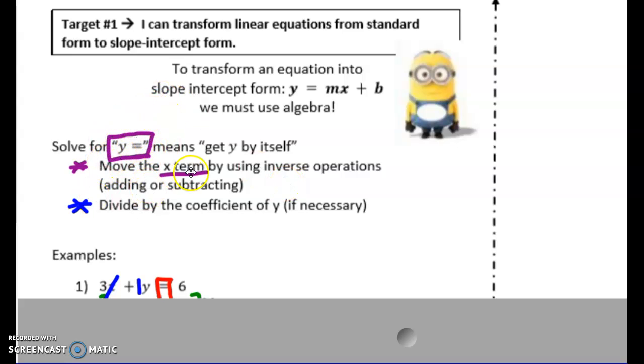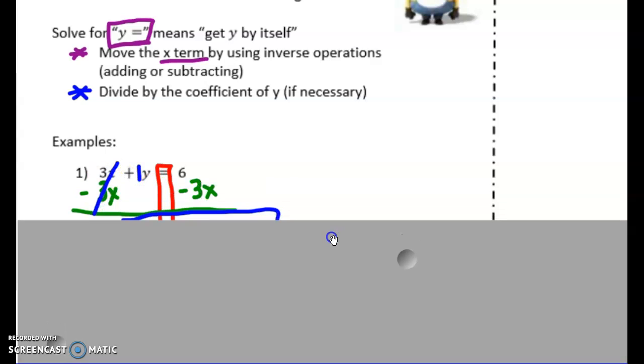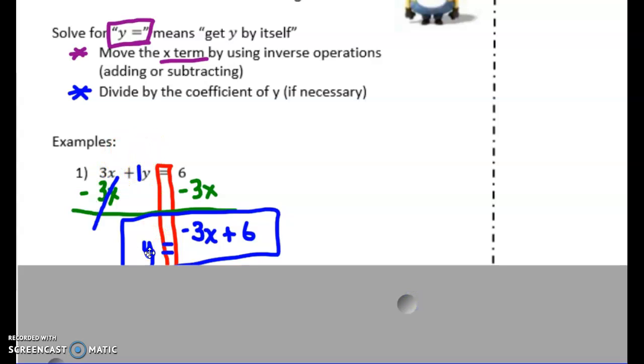We aren't doing that. We are solving for y equals. So your first step is to move the x term by adding or subtracting, and we're going to do that together down here. We have this 3x. It's positive. We don't want it there next to the y, so we're getting rid of it. We're subtracting 3x from both sides. The 3x's will cancel over here, and then you'll be bringing down your y. You'll be bringing down your negative 3x, and you'll be bringing down that constant 6.